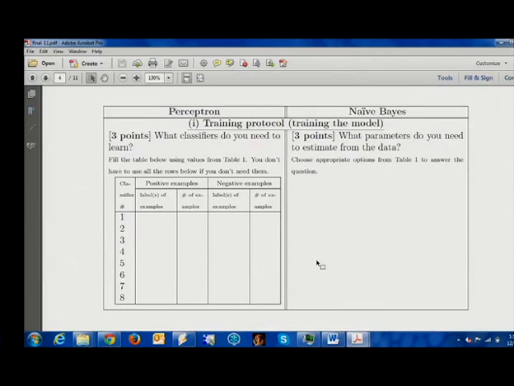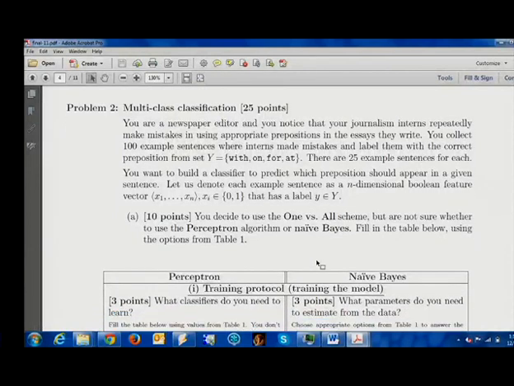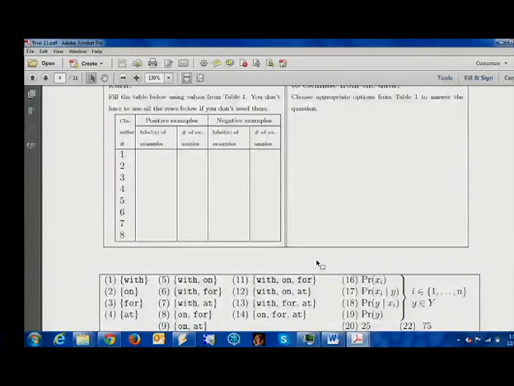The options are with, on, for, and at. Let's assume that I have here with. The label is going to be with. How many positive examples will I have? How many positive examples for with? 25. How many negative examples for with? 75. So that's the key question here, really.